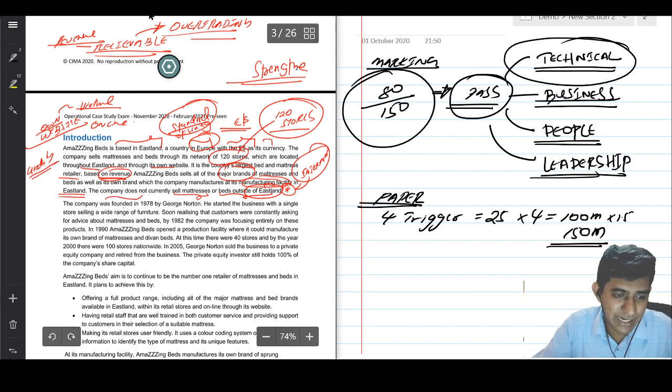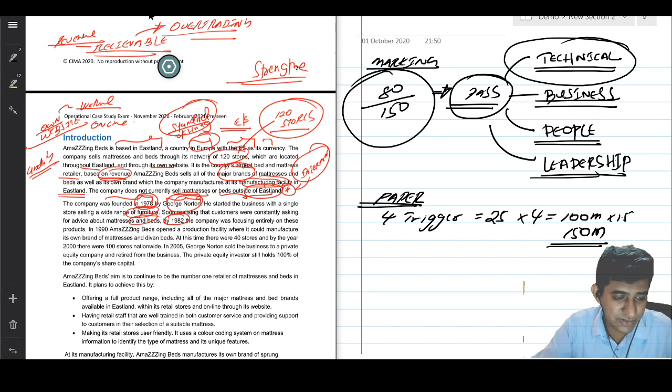The company was founded in 1978 by George Norton. Again, this is a very important year, and this person's name is important. He started the business with a single store selling a wide range of furniture. Soon realizing the customers were constantly asking for advice about mattresses and beds, by 1982 the company was focusing entirely on these products. In 1990, the Amazing Bed opened a production facility where it could manufacture its own brand mattress and divan beds. So in 1990, they understood the industry structure, the process, everything, and they started their own manufacturing. At this time, there were 40 stores.